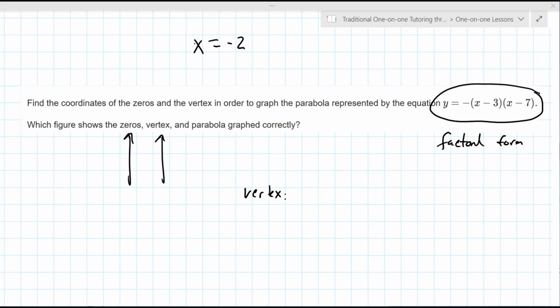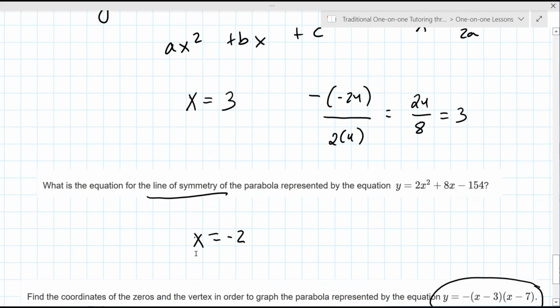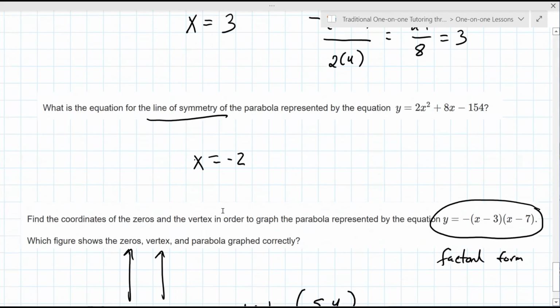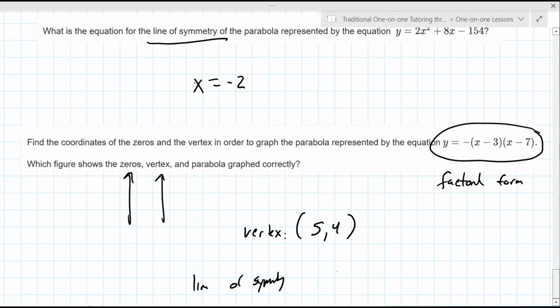You have an answer for me? 5, 4. Okay, that's reasonable. What is the line of symmetry? 5. It's an equation. Give it to me as an equation. What did we do in this problem and then this problem? How did we write it out? Oh, x equals 5. Yeah.